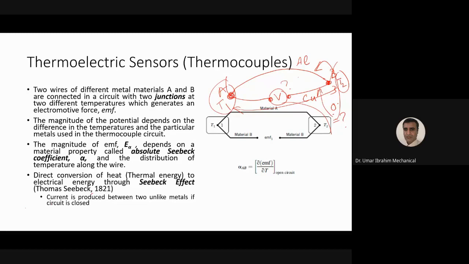Let's do a summary. Let me first finish this slide and then we'll discuss it. The magnitude of EMF E alpha depends on a material property called absolute Seebeck coefficient alpha and the distribution of temperature along the wire. Direct conversion of heat, thermal energy to electric energy through Seebeck effect. Current is produced between two unlike metals if circuit is closed.